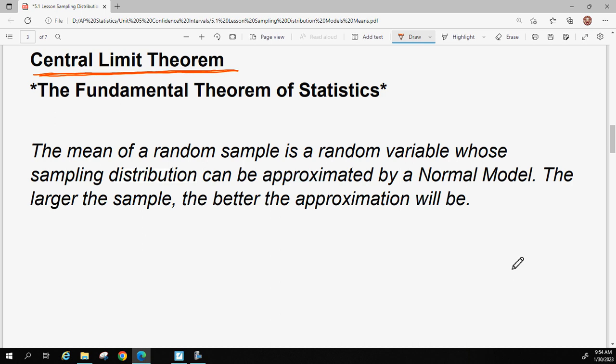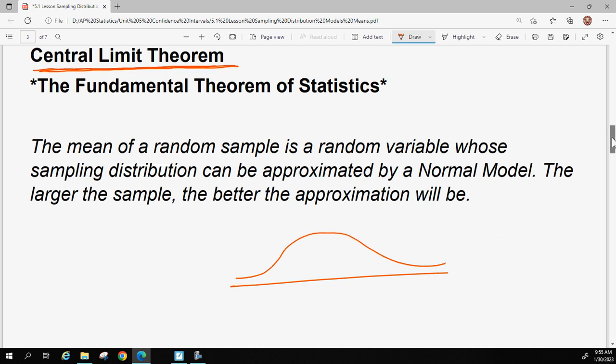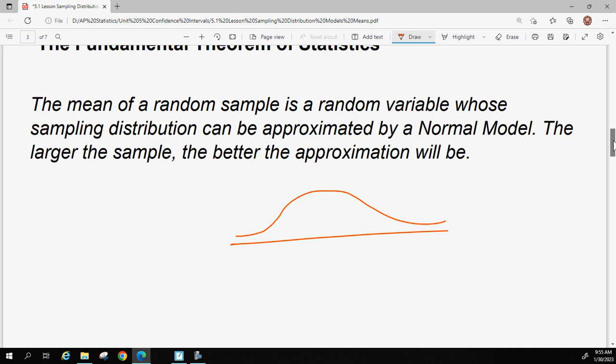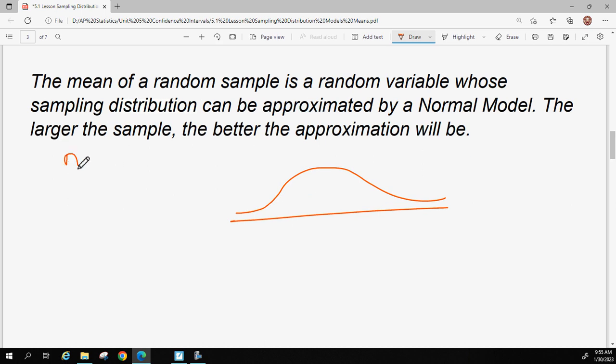It's going to be approximately normal. That means it's going to be symmetric, it's going to be unimodal, and it's going to look like that thing that I can't draw very well, like that. So, and as our sample gets larger, remember sample size is n, as our sample size gets larger, the more normal, or the closer to the normal model, our distribution will look.